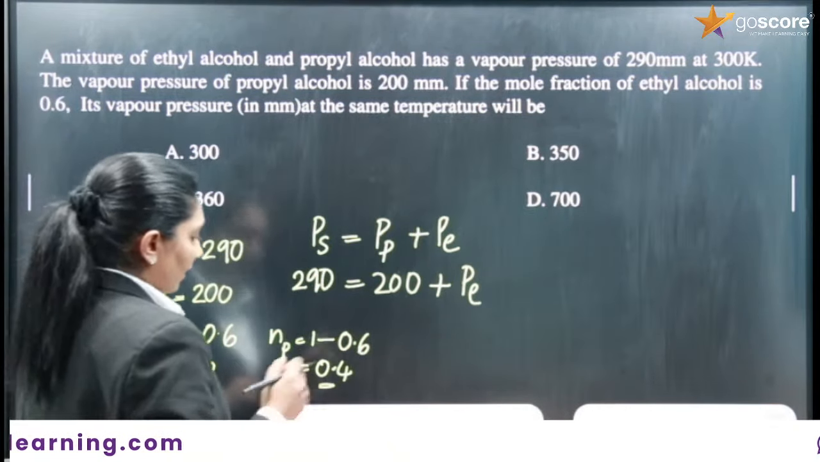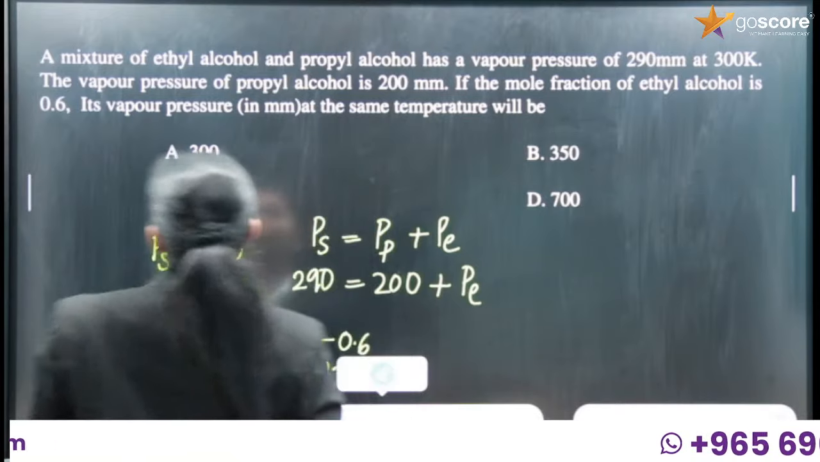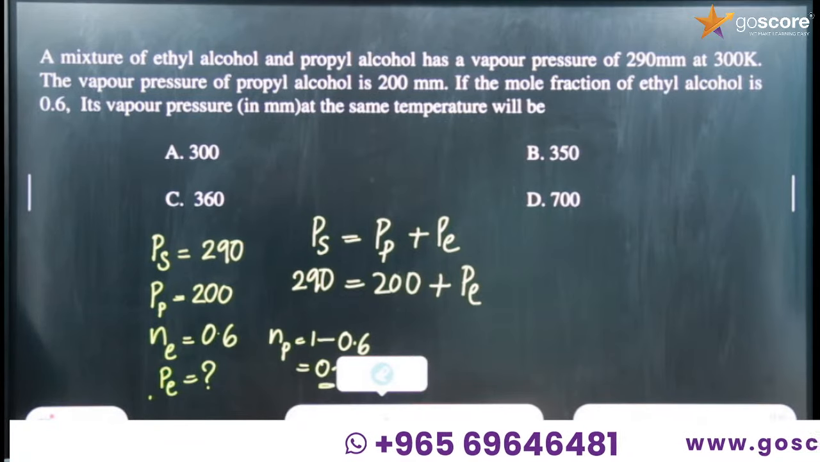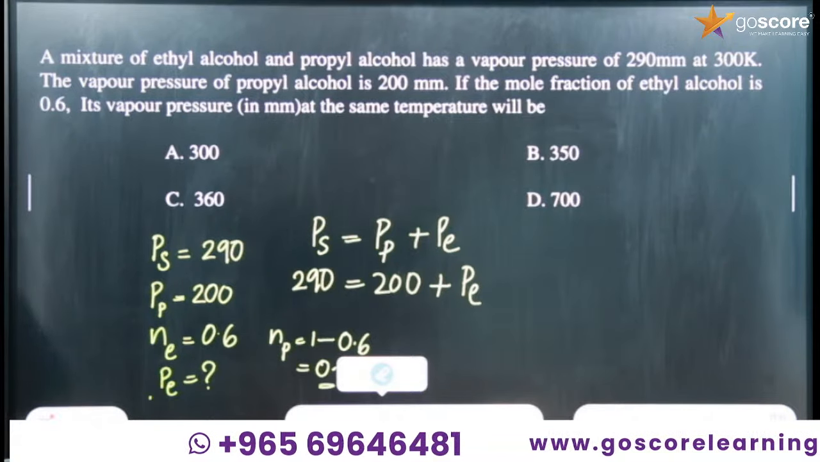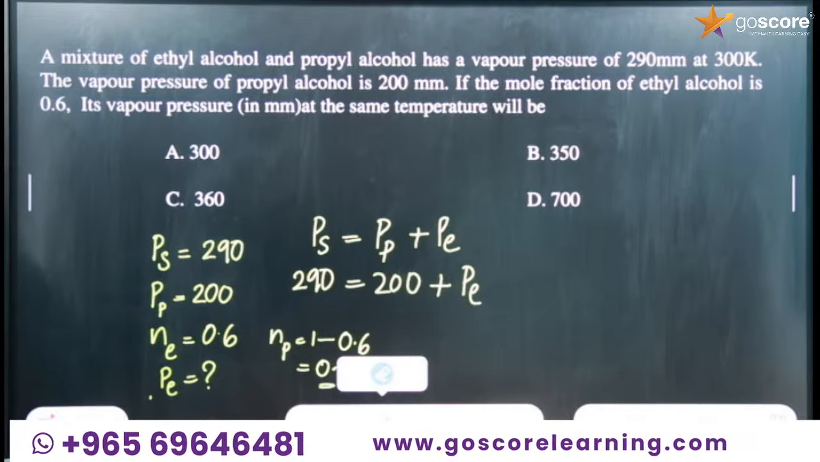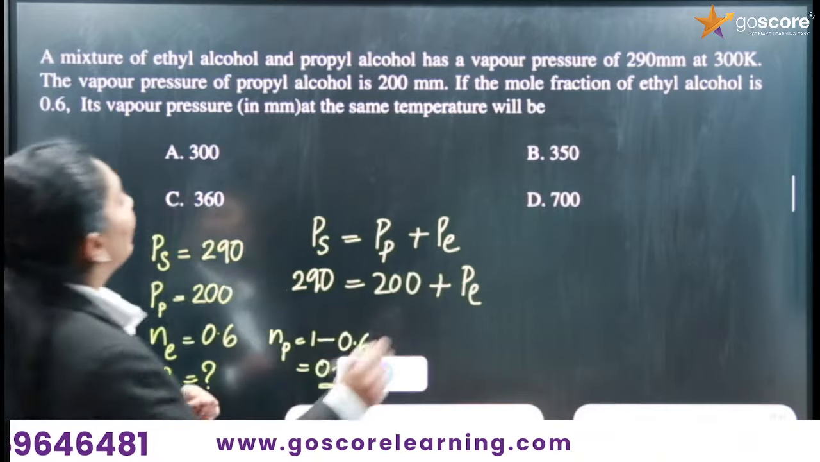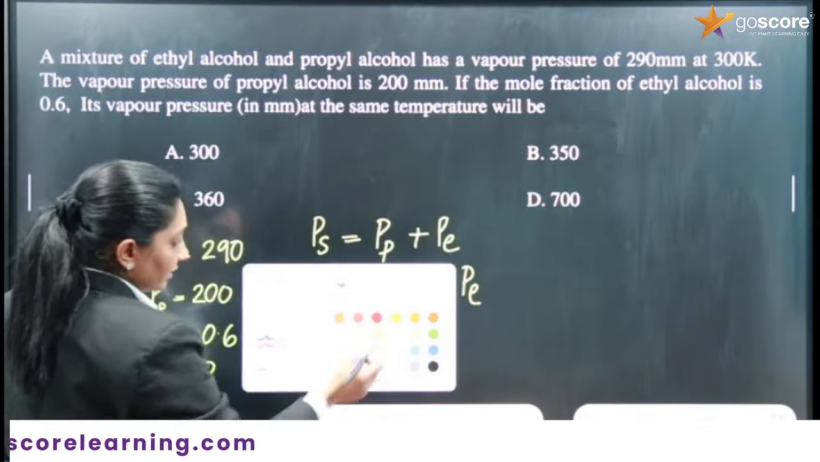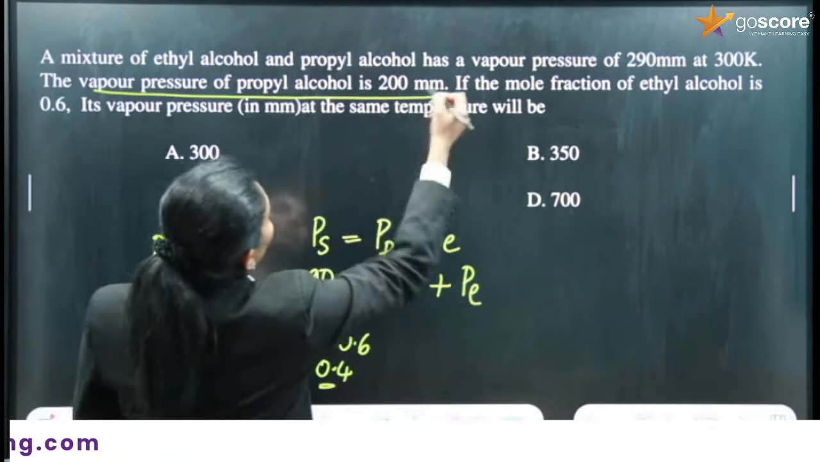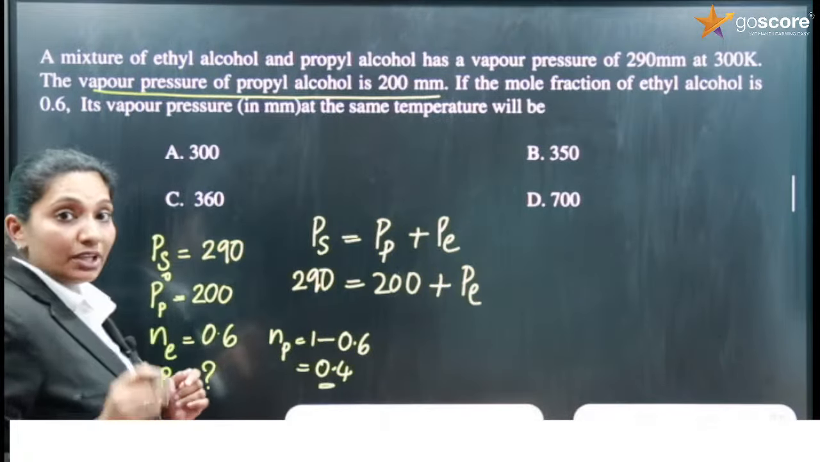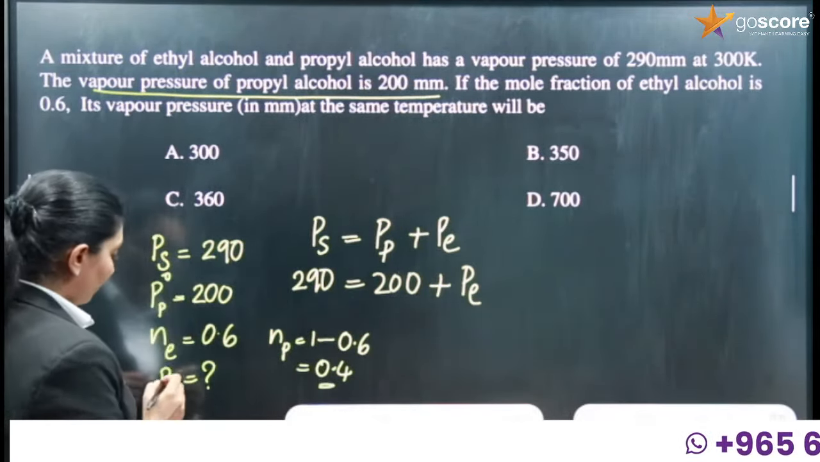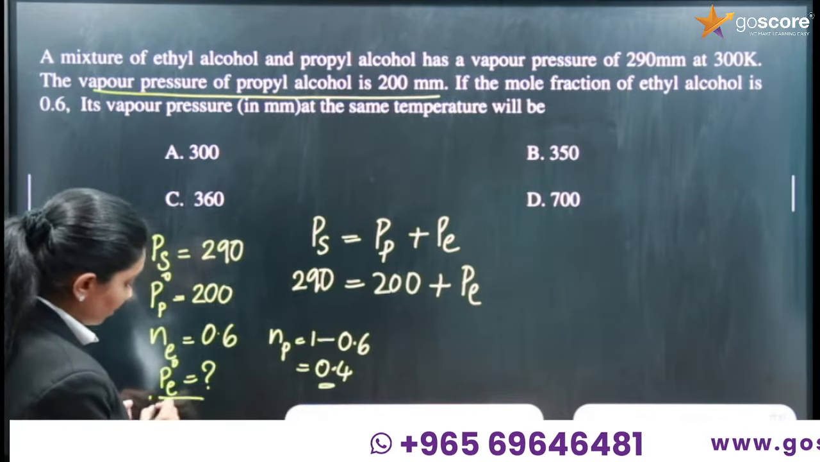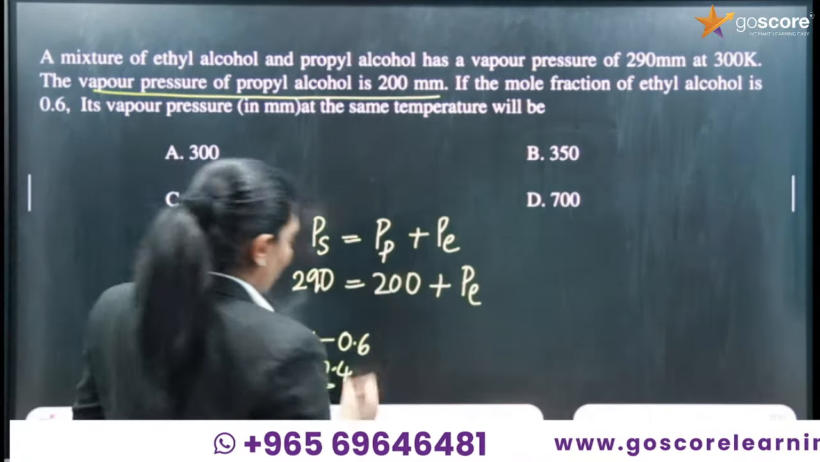Sorry, there was some mistake. Let me check it. Just a moment. Here we took it wrongly, because the vapor pressure of propyl alcohol given here is not the vapor pressure of propyl alcohol itself. That is the vapor pressure of the pure component propyl alcohol, P naught P. And we want to find out the vapor pressure of ethyl alcohol in its pure state, right? P naught E.